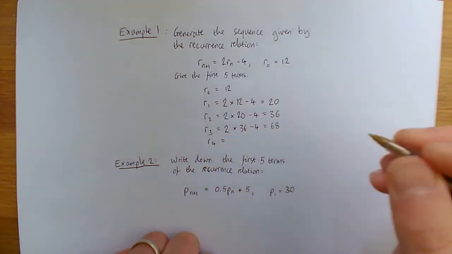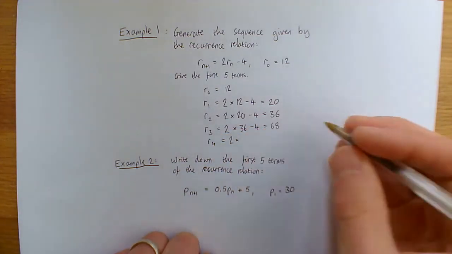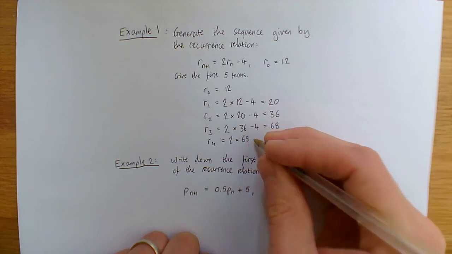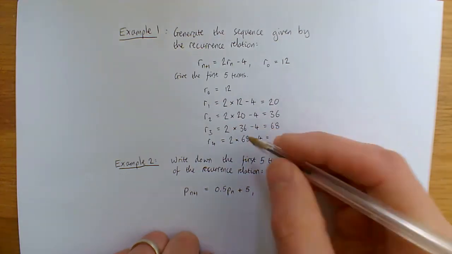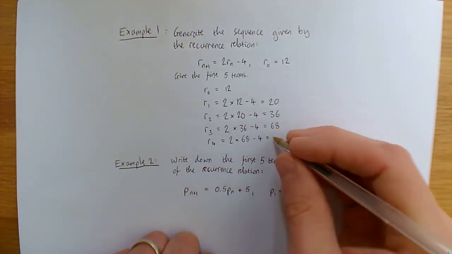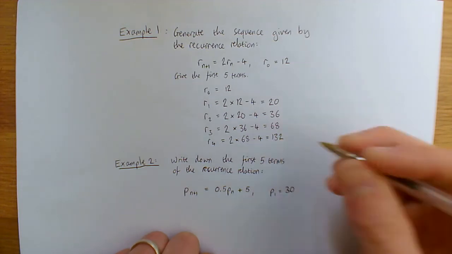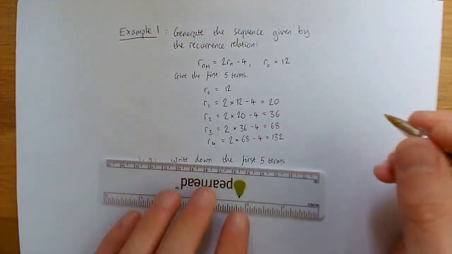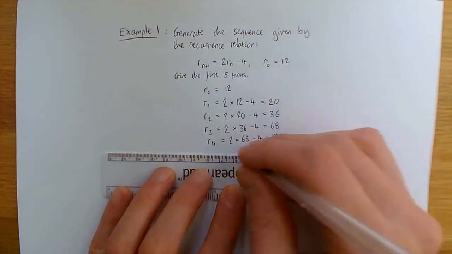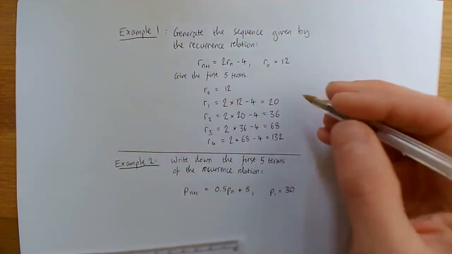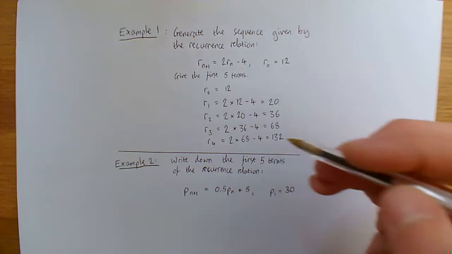R4 is 2 times 68. Take away 4, so that's 136. Take away 4, which is 132. And so there are our first 5 terms, starting with the term R0, so start with the 0th term, and we've got the next 4.